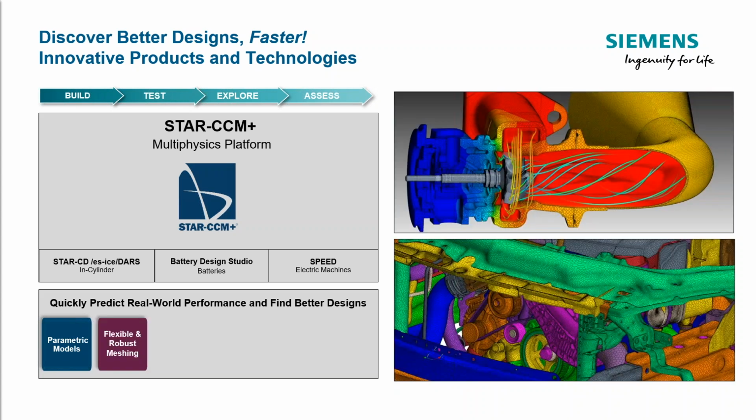One of the biggest strengths of STAR-CCM Plus is its flexible, robust meshing. It was a pioneer in developing polyhedral meshing. This is a superior form of meshing, especially for handling swirling flows, to make sure that your flow is perpendicular to the face as it's crossing through the cell.